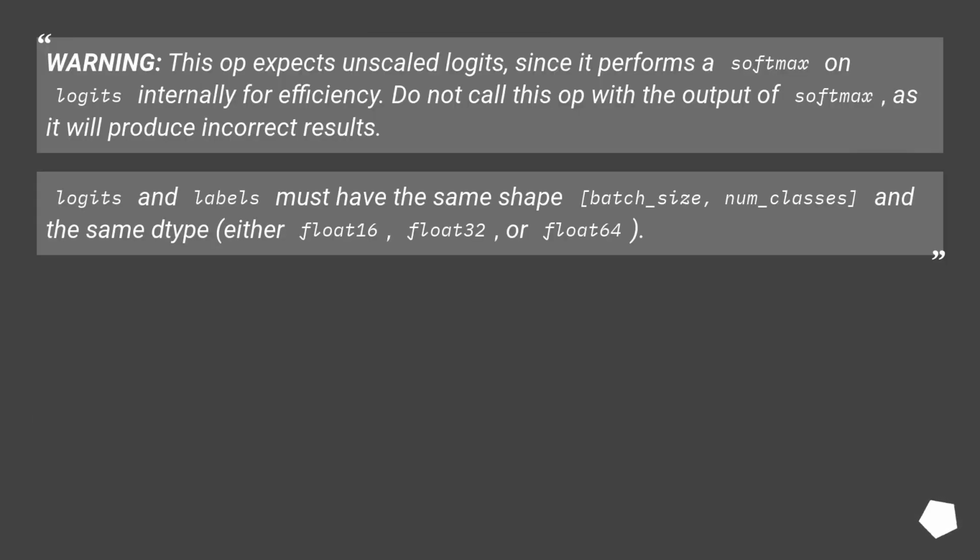Warning: this op expects unscaled logits, since it performs a softmax on logits internally for efficiency. Do not call this op with the output of softmax, as it will produce incorrect results. Logits and labels must have the same shape, [batch_size, num_classes], and the same dtype, either float16, float32, or float64.